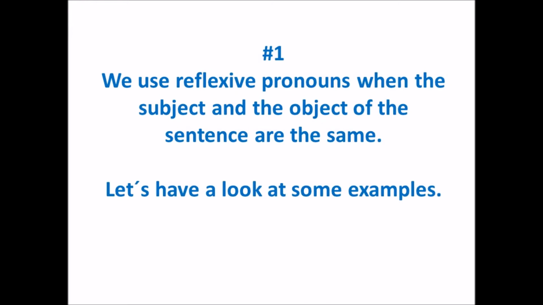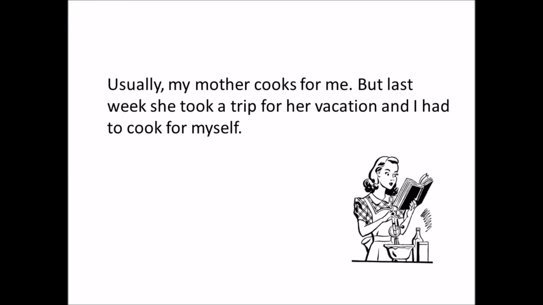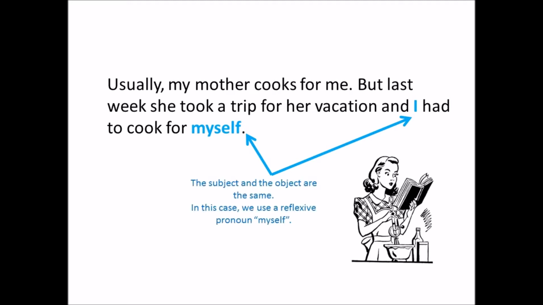Let's have a look at some examples. Usually my mother cooks for me, but last week she took a trip for vacation and I had to cook for myself. The reflexive pronoun here is myself. Note that the subject and the object speak about the same person. So, in this case, we use a reflexive pronoun.